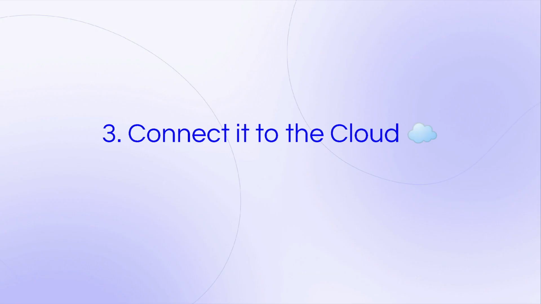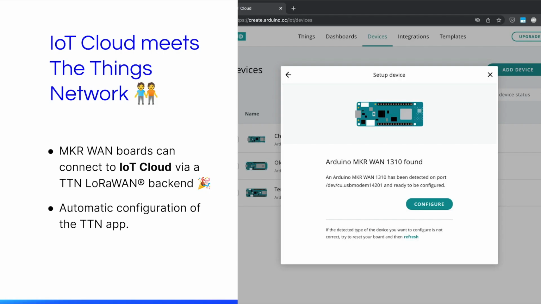The third step is to connect it to the cloud. I'm very happy to announce that we have recently launched the Things Network Arduino IoT Cloud integration. So now you can use a Maker WAN board to connect directly to IoT Cloud via a Things Network LoRaWAN backend. The configuration is completely automatic. In the background, it creates a Things Network application that communicates with the Arduino IoT Cloud. It just works out of the box.